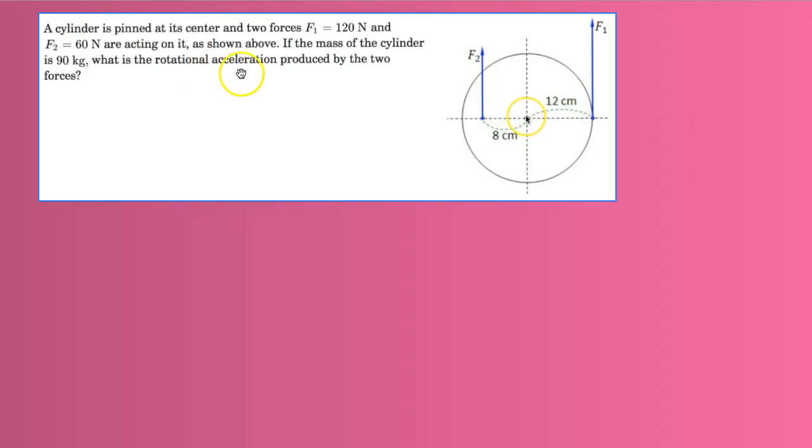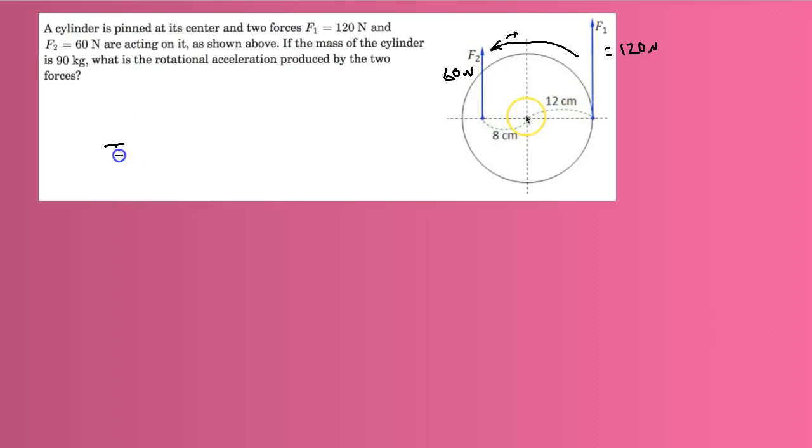Okay, in this case we have a cylinder that's getting pulled on by two forces. One's pulling like this, one's pulling this way. Remember that this direction is positive. The question is, what is the rotational acceleration of this disk, if this force has a strength of 120 newtons, and this force here has a strength of 60 newtons. To figure this out, we have to use net torque again.